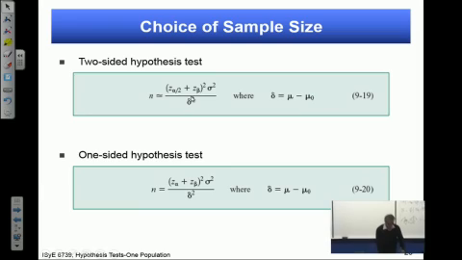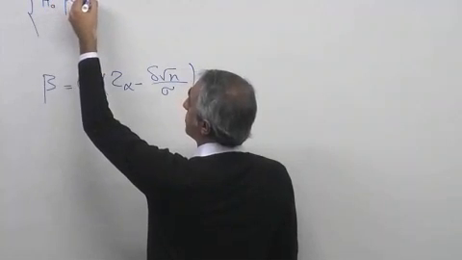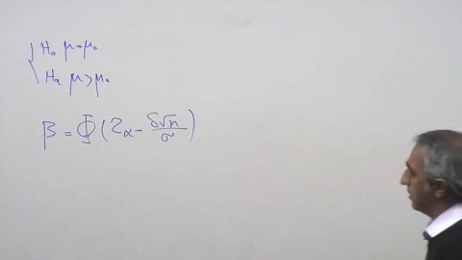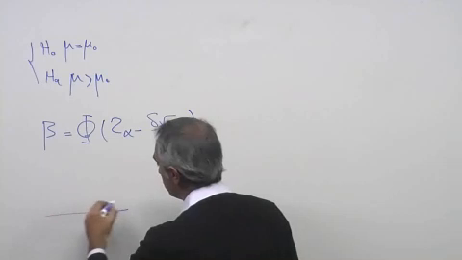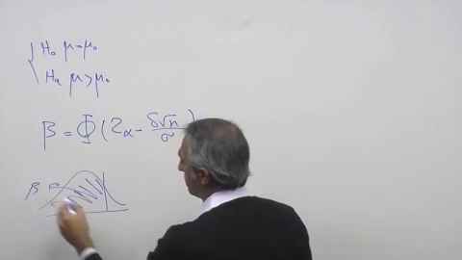I start with the second one, which is one-sided, and the first one is very similar. So how can we get that n? We know that beta is phi of z alpha minus this guy. So for one-sided hypothesis testing, the null is mu equal to mu 0, and the alternative is mu greater than mu 0. Okay? So this is your beta.